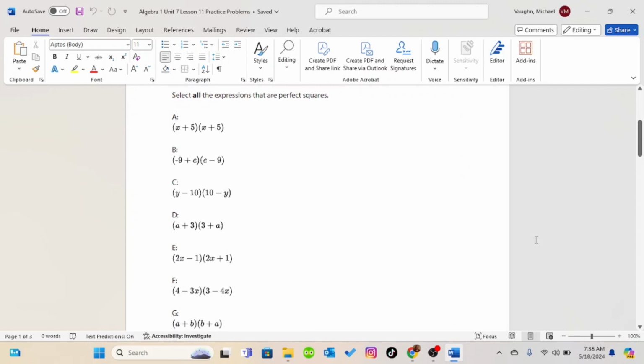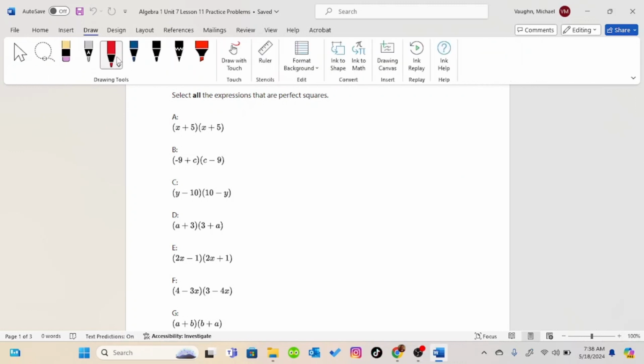Now we look at the first practice problem. This says select all. Notice that all is bolded, so that means there can be more than one answer. So you need to check each choice and decide individually whether that is or is not a correct solution. Select all the expressions that are perfect squares. And remember, a perfect square is something multiplied by itself.